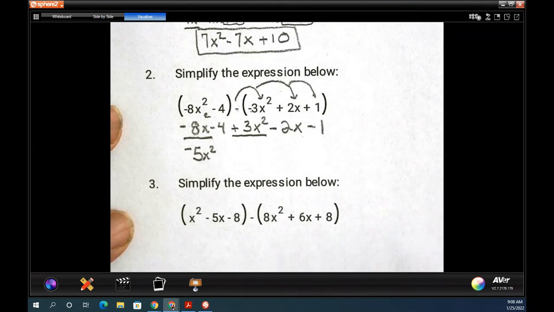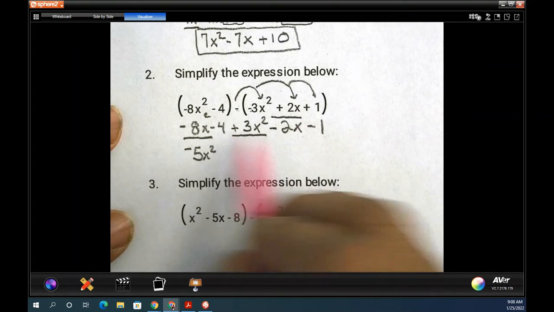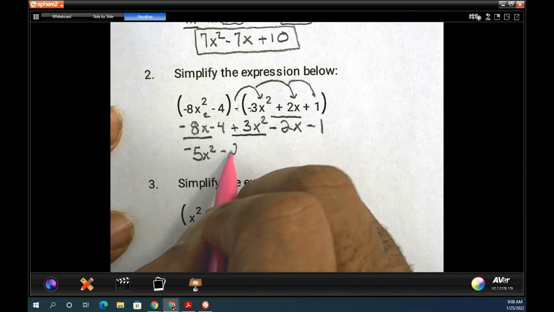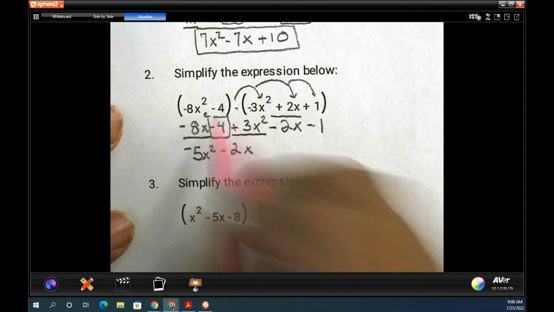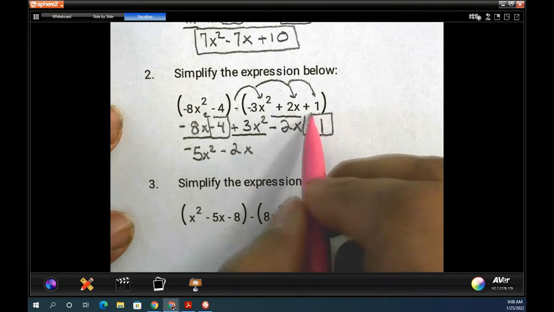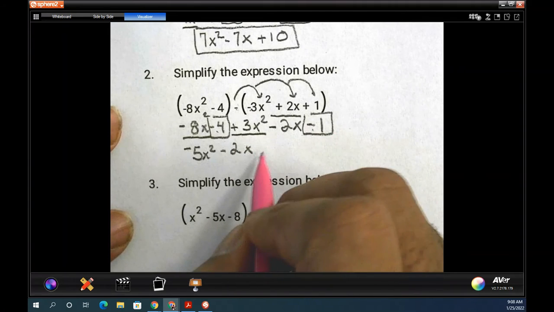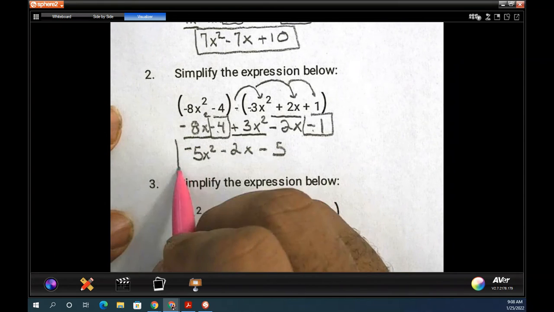Okay, your next one is your negative 2x. There's nothing to combine it with, so you rewrite it as minus 2x. Now we have -4 and -1. -4 minus 1 is -5. Use your calculator. There's your answer right there.